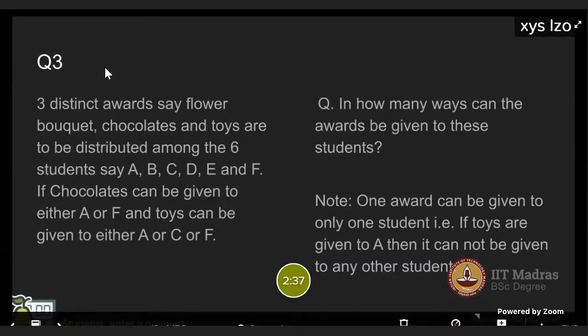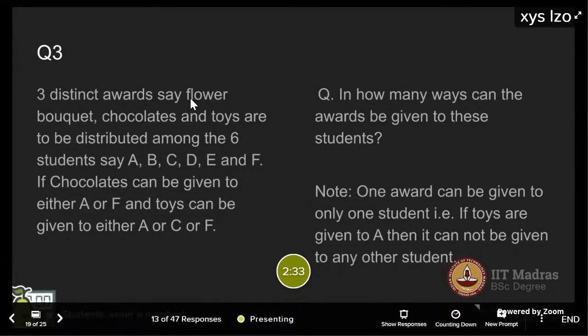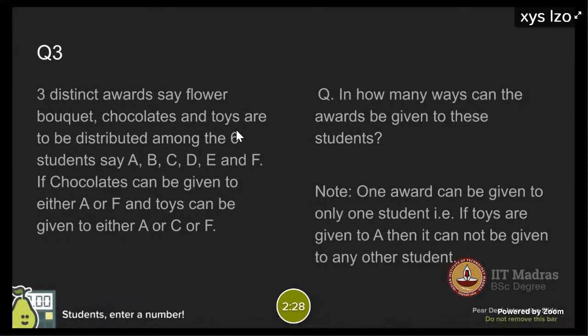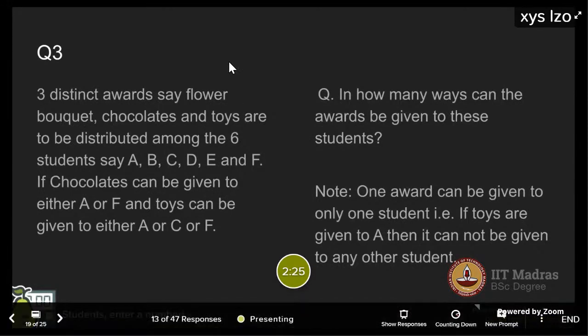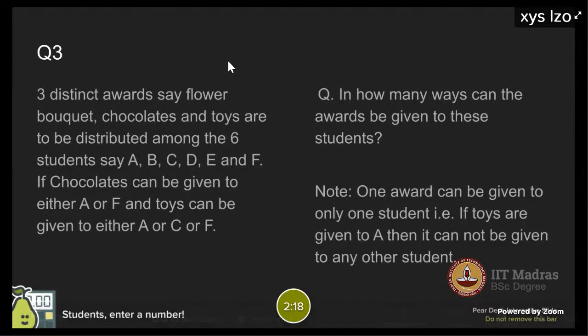But then there will be another problem. Chocolates I can give to A, because I have 2C1, and for toys I again have to do 2C1, because A and F exist in both. Yeah, that's what you have to think about. Making cases is the only game here. All right, okay.